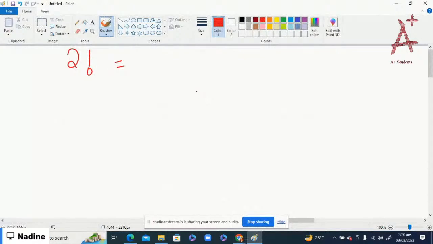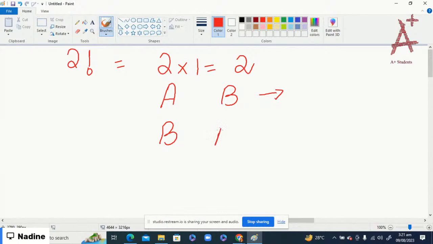Okay, let me write. Good. So 2 factorial answer is 2. So it means how many orders? Two orders. Like if the first order is A, the other order is B. This is the first order. Now just change their positions, B and A. This is the second order. Okay, in this way we find our answer.